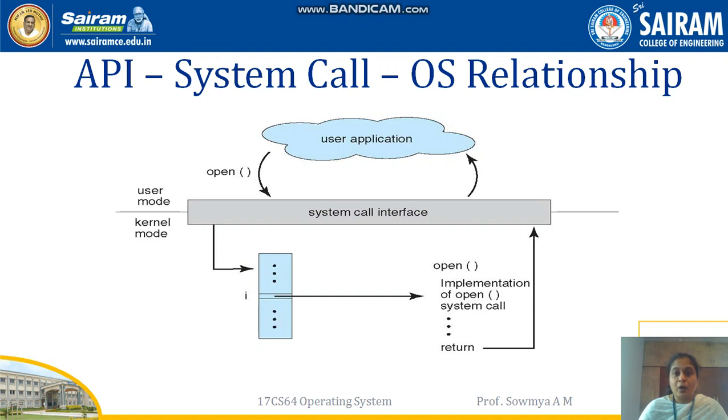Next one is the API, application programming interface, and the relationship of system calls with the operating system. See here, you have the system call interface and the user application. The user application makes an API call, and there is a system call interface connecting user mode and kernel mode. This API call is converted to a system call in the system call interface, goes to the main memory of the system, goes to the address where the open system function is written, executes it, and goes back to the system call interface. This is what happens in the background when an API call for the open function is generated.